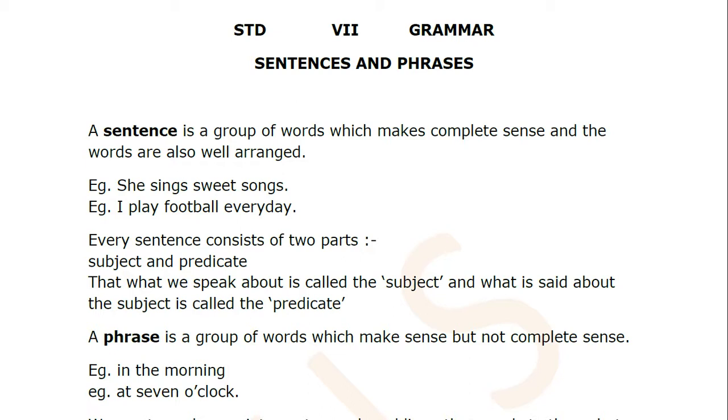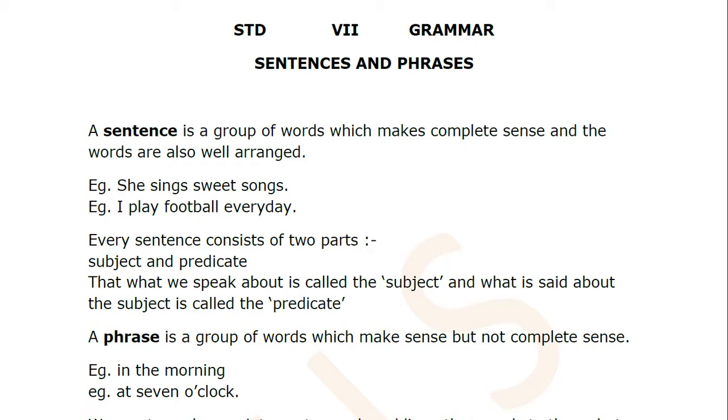Okay, so let's start. A sentence is a group of words which make complete sense, and the words are also well arranged. So when you listen to a sentence, it makes complete sense. You can understand everything. It's a full sentence, so you can understand that there is some meaning in what the person is saying. The words are also properly and well arranged. Clear? Now, for example, he sings sweet songs. Second example, I play football every day. So this is a complete sentence. When you listen to it, you can understand what they're trying to tell you.